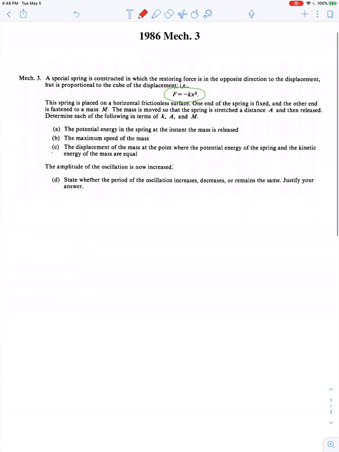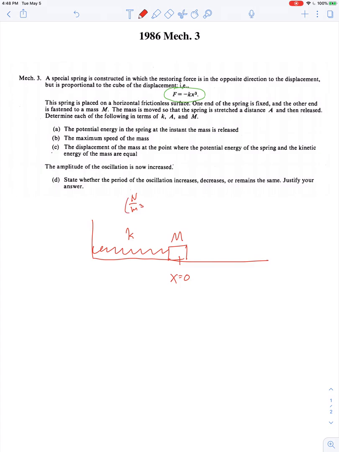Given that information, we're told the spring, like so many springs we've investigated in this unit, is placed on a horizontal frictionless surface. When the spring is relaxed, the block sits at its equilibrium position. The block has mass m, and there's a spring constant k. In this case, k would not be in newtons per meter. k must be in units of newtons per cubic meter.